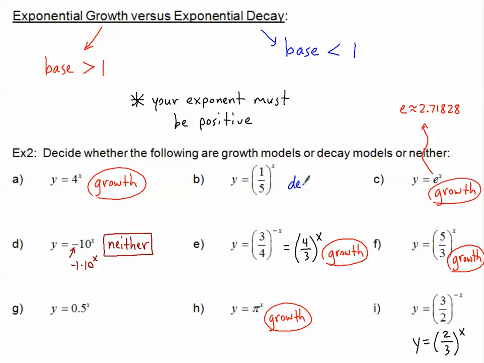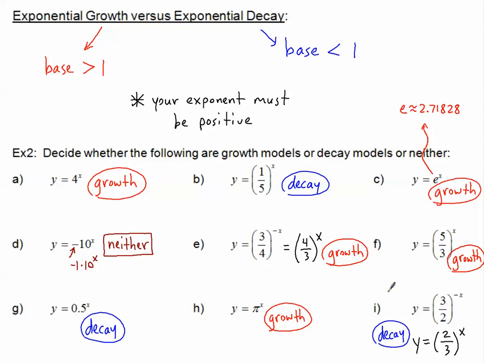Here's a decay because the base is less than 1. Here's a decay because the base is less than 1. And our final one, 2/3. Again, tried to trick you here, but we have to have a positive exponent before we can determine this. 2/3 is less than 1, so that would be a decay as well.